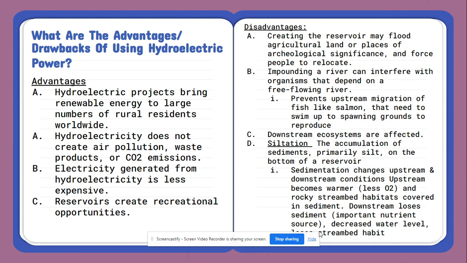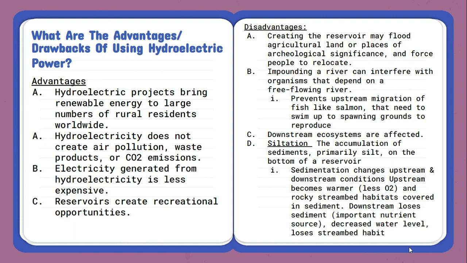Now, some advantages and disadvantages of hydroelectric power. We know it is a renewable energy resource that can bring energy to a large number of people. It does not create any air pollution. It's not associated with any waste products or CO2 emissions. The electricity generation can be the least expensive compared to some others. And we said that the reservoirs created by damming rivers can have some recreational opportunities or even economic opportunities. However, the disadvantages: we said creating a reservoir could flood areas behind that dam.